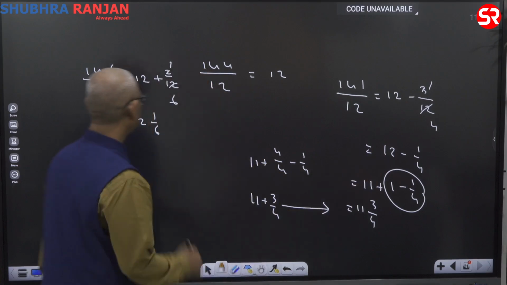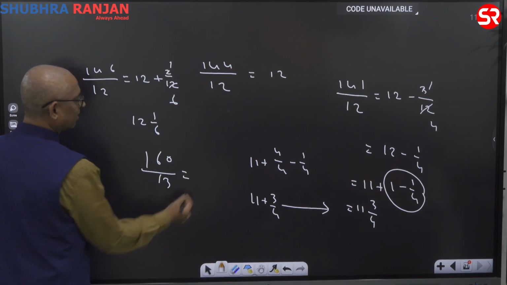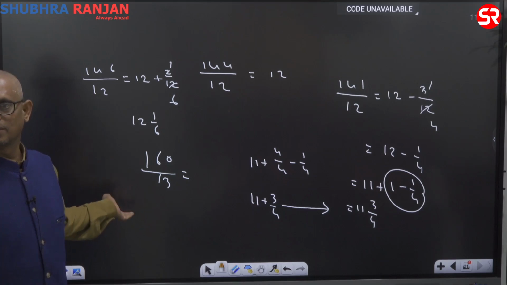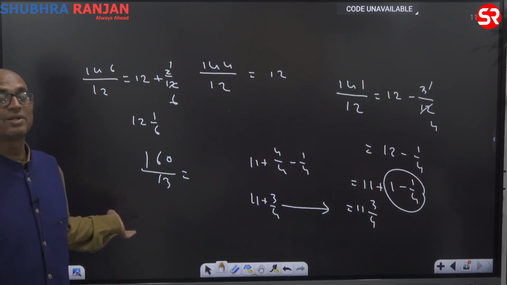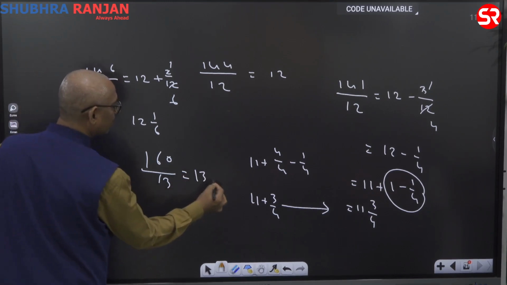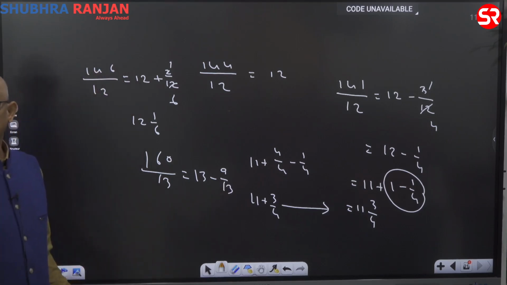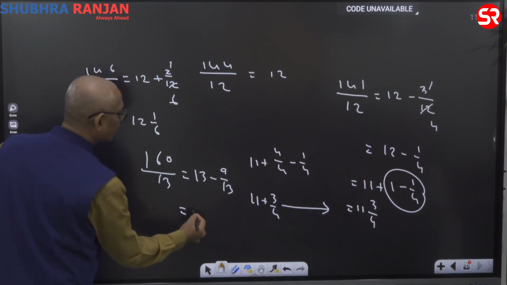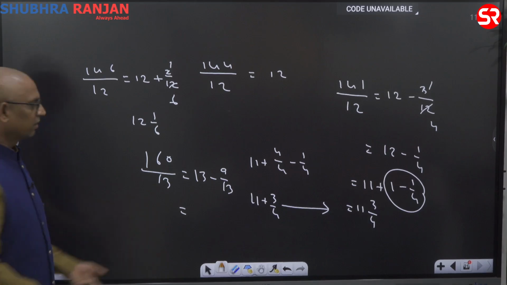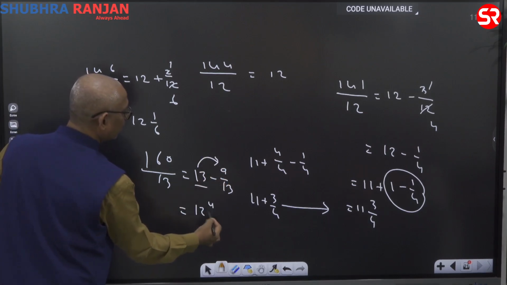If somebody asks what is 160 by 13, suddenly you don't remember the 13 11s, 13 12s and all. But we know 13 13s. What is 13 13s? 169. So directly you can write 13 minus 9 by 13. Is it okay? Now what is the linked fraction for 9 by 13? 4 by 13. So it will get borrowed, so the answer is 12, 4 by 13.